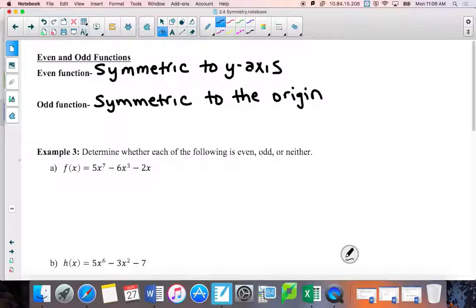I'm going to leave these two examples for us to do in class, but we're going to be doing the exact same thing. So when we're testing for symmetry to the y-axis, plug in negative x. And when we're testing symmetry to the origin, replace both. So negative x to x and negative y to y. If we get back the same things, then we know there's symmetry there. But we'll save those for in class. So example 3, we'll do those together.